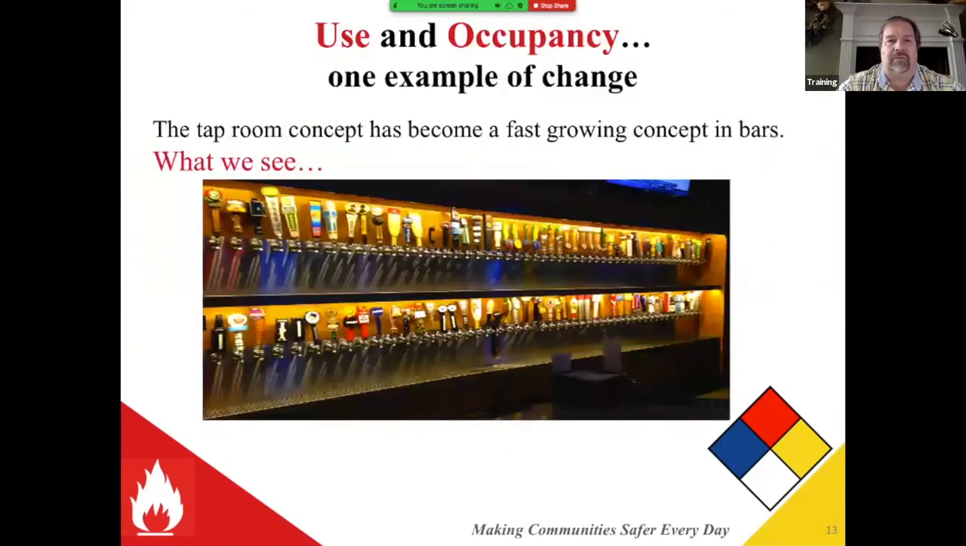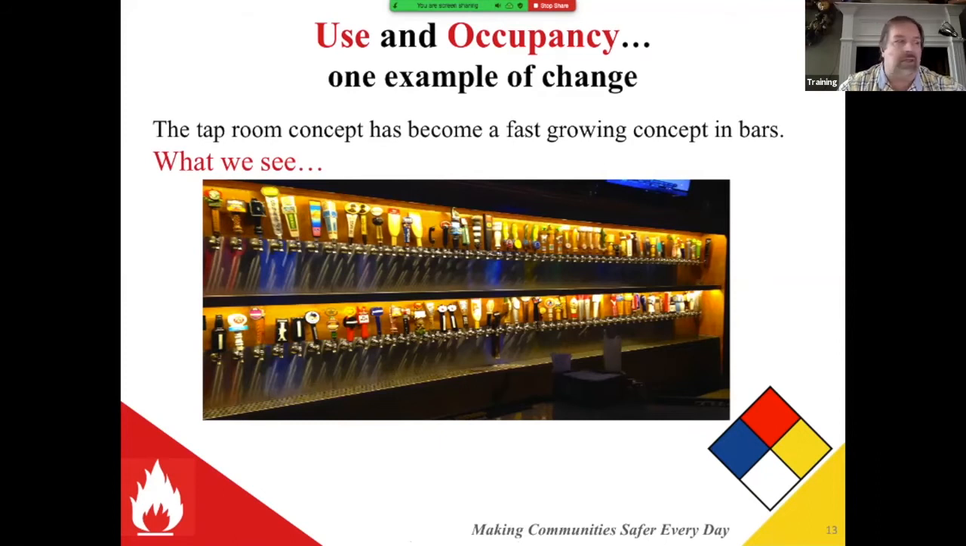Here's just one example of use and occupancy, one example of change. Most of you are probably familiar, unless you're forbidden to walk into a beer joint or a pub or a lounge, that a lot of these places are in a competition to see how many taps they can have on display and functional. Many of these locations now have over 100 beers on tap. There's a place in Chicago that I'm aware of that had 100 beers on tap per floor over 3 floors, so in total they had over 300 different beers on tap.